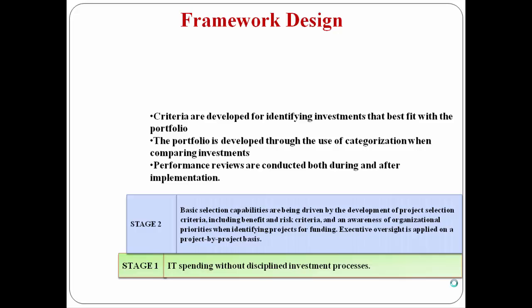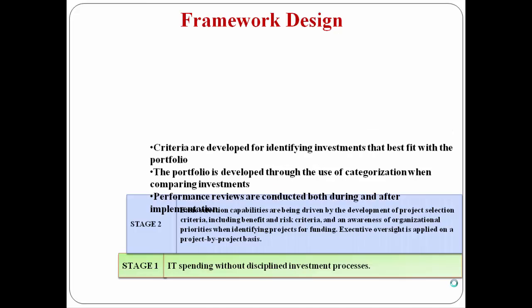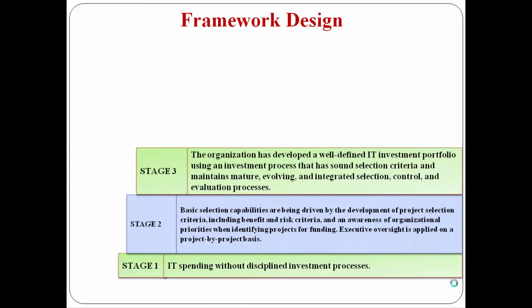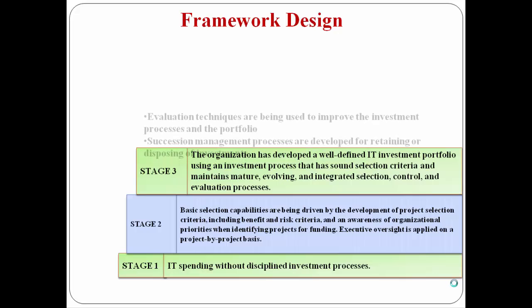As you advance from stage 2 to stage 3, you will need to develop criteria for identifying investments that best fit the overall IT portfolio. Then develop the portfolio by comparing investments and utilizing categorization. And finally, conduct performance reviews during and after implementation. At stage 3, comprehensive IT investment portfolio selection and control techniques are in place to incorporate benefit and risk criteria aligned to mission goals and strategies.